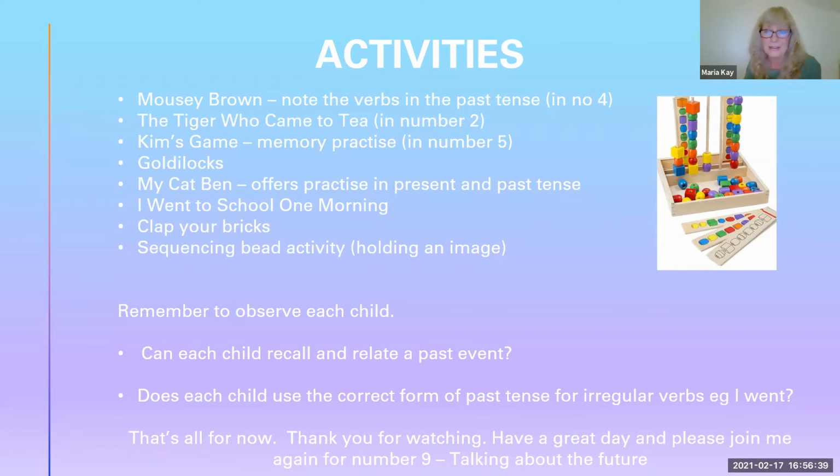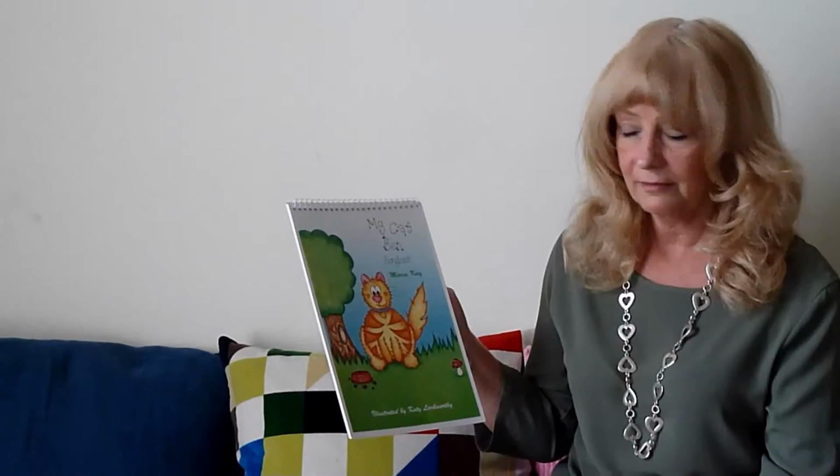Next we have a little story called My Cat Ben. See if you can work out in these verses which ones are talking about now, what is happening, and telling you about the cat, and ones that were in the past. What did this cat do? So there are words describing him and how he is now, and there are activities, things that he did in the past. See if you can work them out.